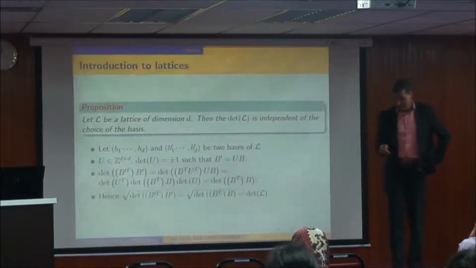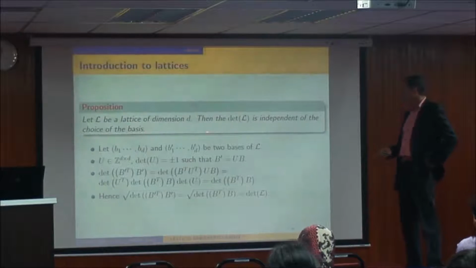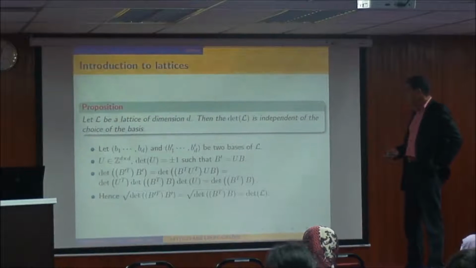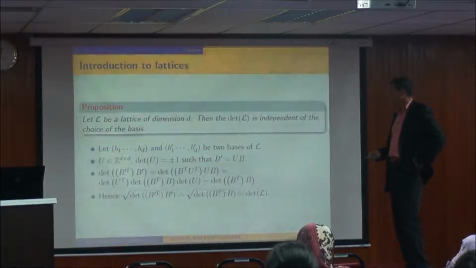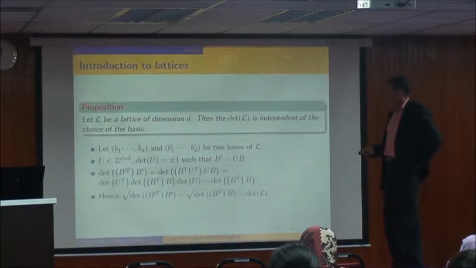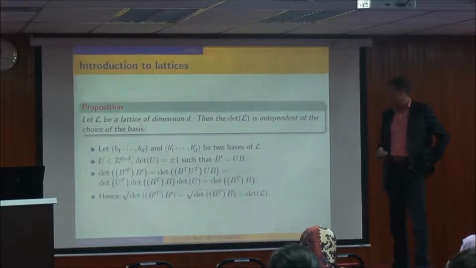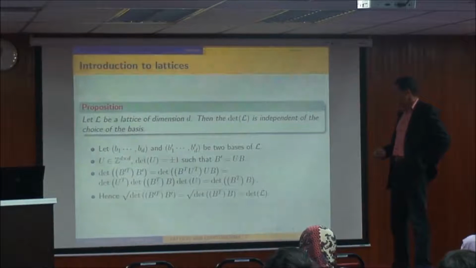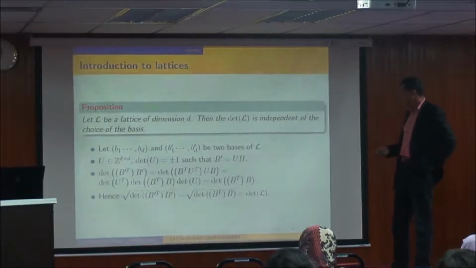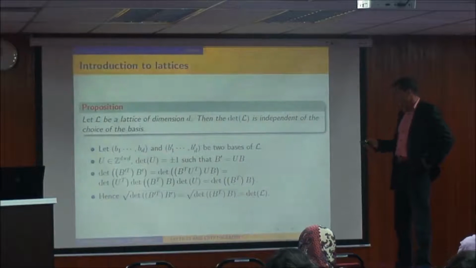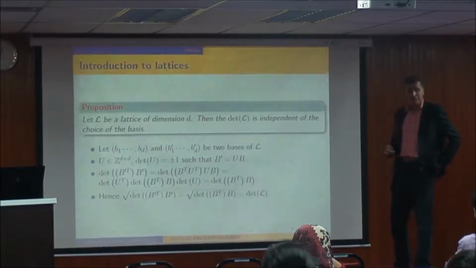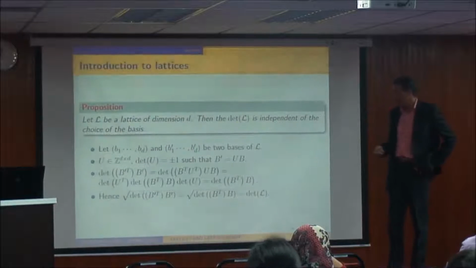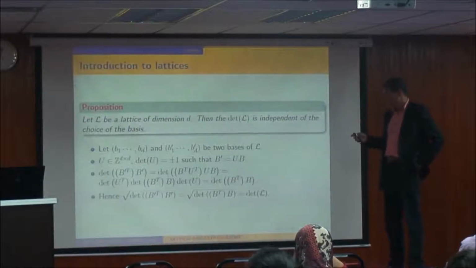This proposition shows that the determinant of a matrix for a lattice is independent of the choice of the basis. The proof is very easy, and it means that whatever basis you take for the lattice, you will get all the time the same determinant. So this is very important, and we can find later that there are many applications using the determinant of a lattice.